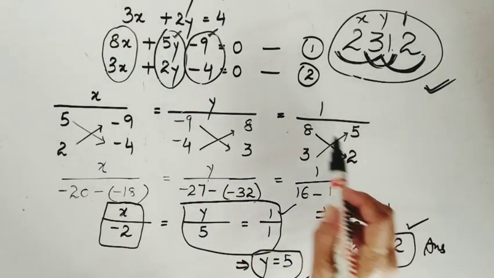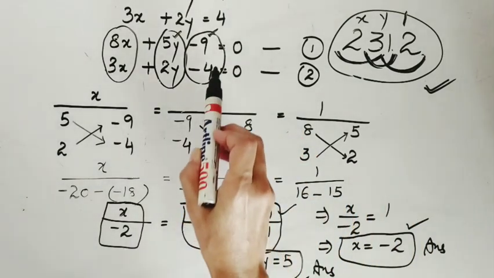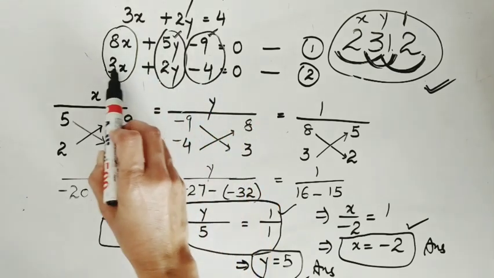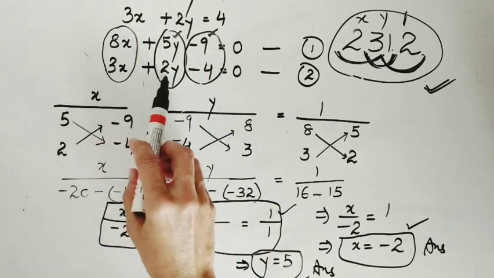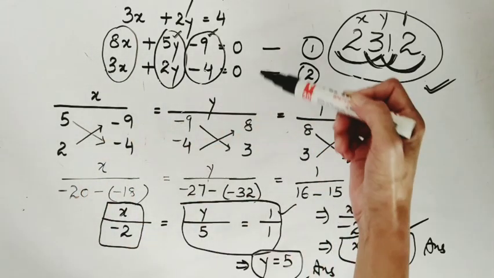And the most important thing, whenever you are applying cross multiplication, put all these numbers, variables and constants on one side and equate it to 0.